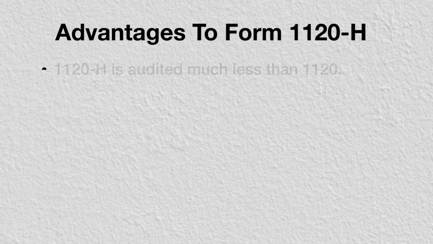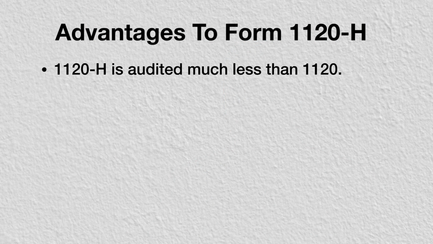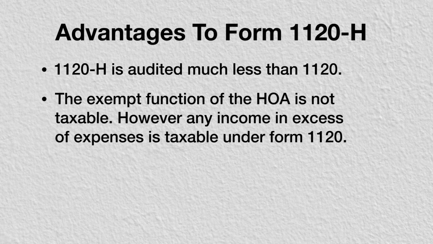First of all, 1120H is audited substantially less than Form 1120. In fact, you become sort of a small fish in a big pond with 1120H, and most of your income is not taxable, so you're going to subject yourself to much lower audit risk. Number two, the exempt function income of the HOA is not taxable, so a large portion of the income would not be subject to tax, which is not the case under Form 1120.